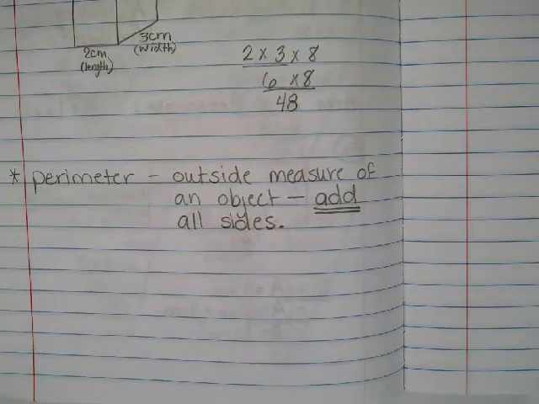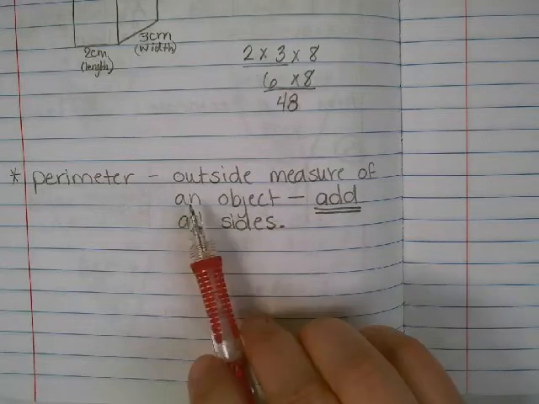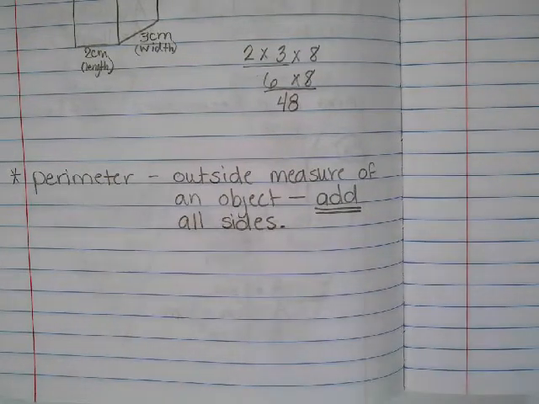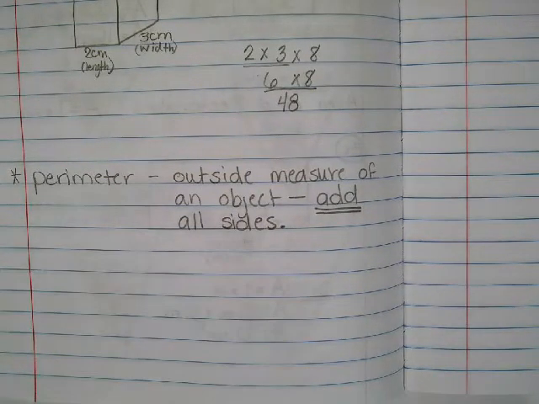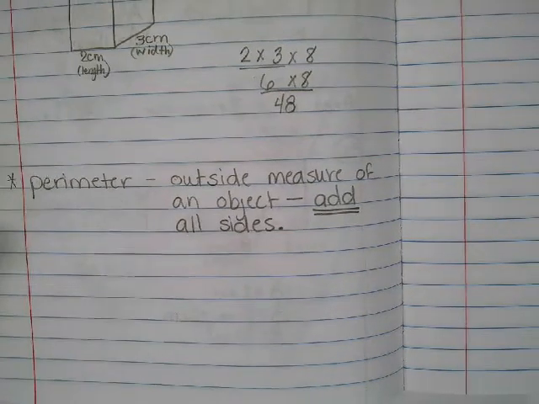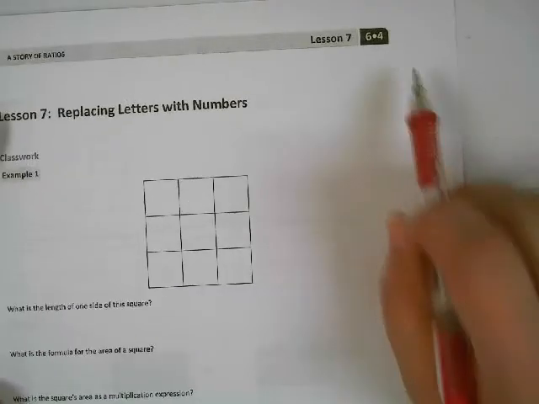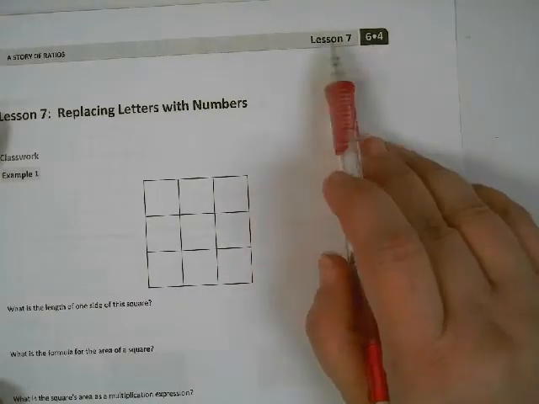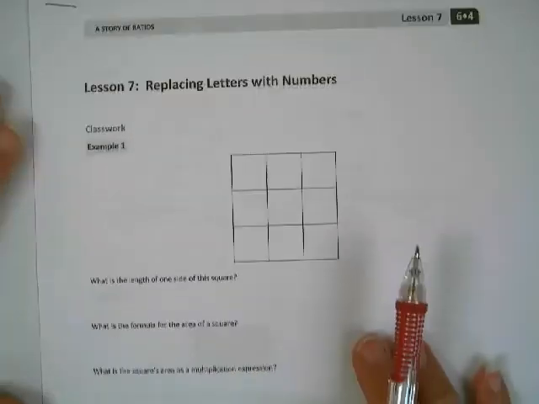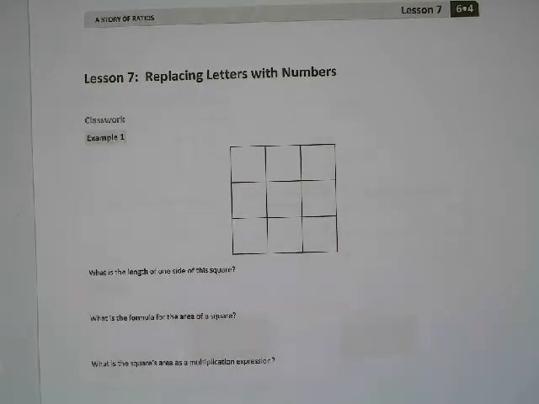Before we go on to the student book, I just want to remind you that perimeter is the outside measure of an object and that you add all sides. So now if you go ahead and take out your student book, again, we are on module 4, lesson 7. Up at the top, it should say 6.4, lesson 7, replacing letters with numbers.